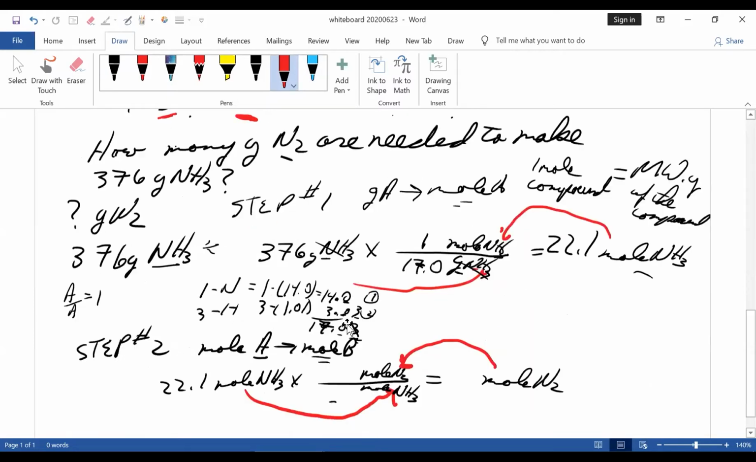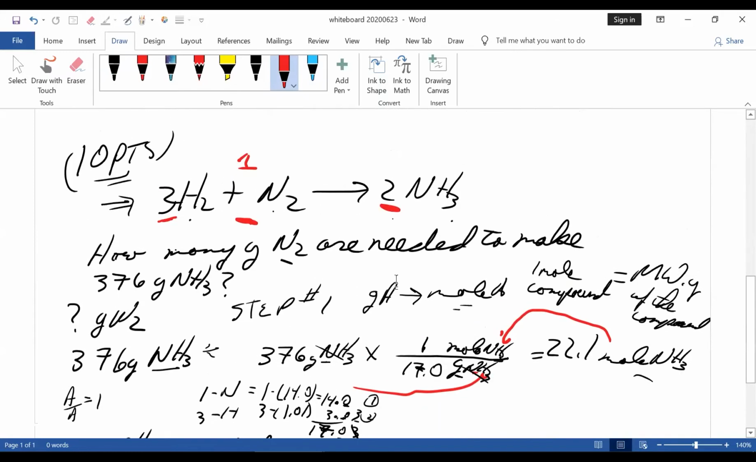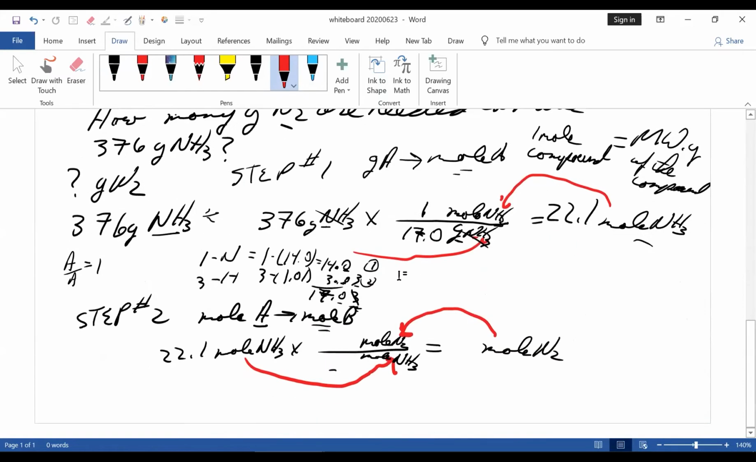So if we come down here, we know for every 1 mole nitrogen, we make 2 moles of ammonia. These are exact numbers. Therefore, they play no role in the significant figures. Here I'm 3. I should end up with 3.